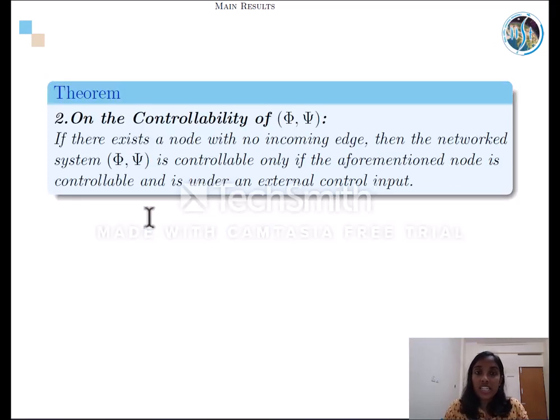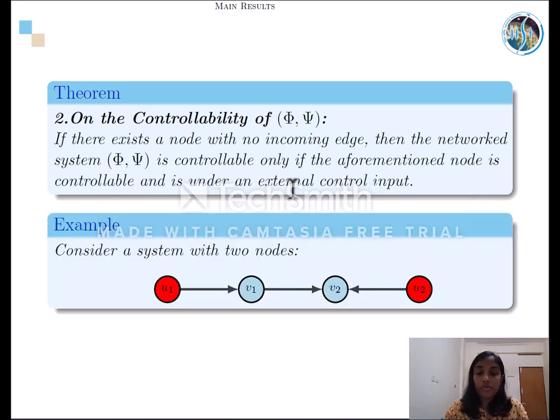Moving forward to the second result, it is a necessary condition for network controllability. If there is a node with no incoming edge, then for the controllability of the network system, it is necessary that that node is controllable. Furthermore, it is under an external control input.